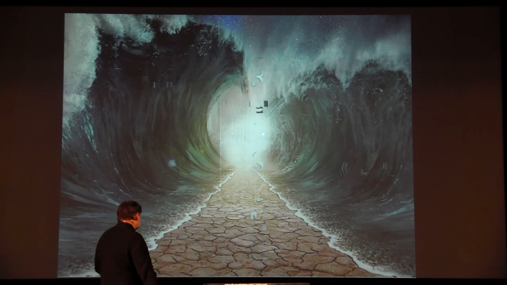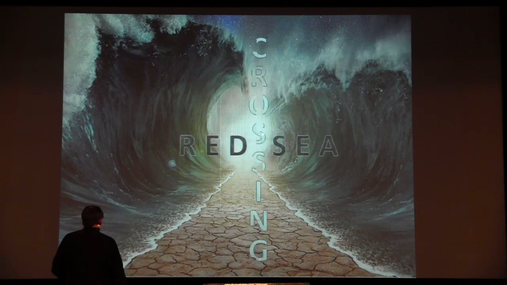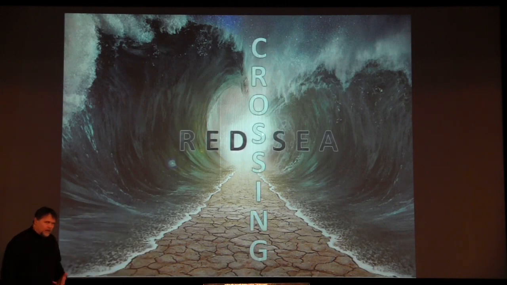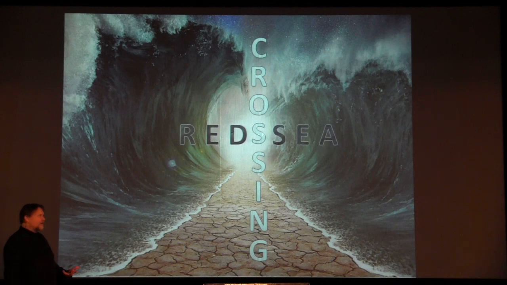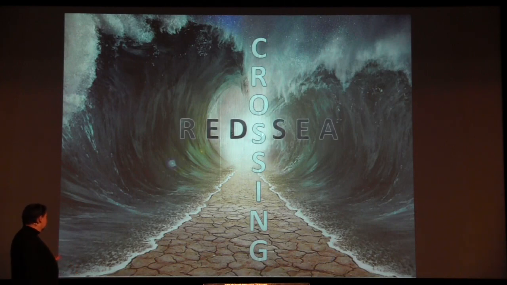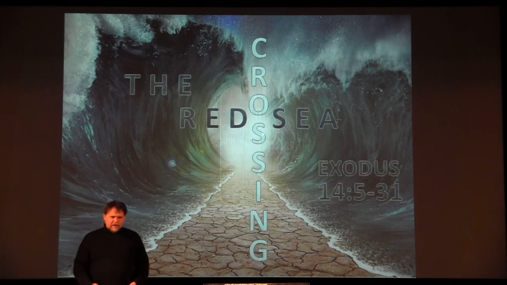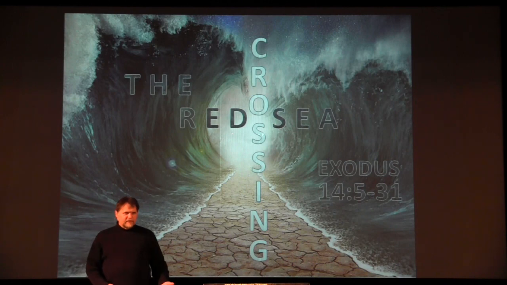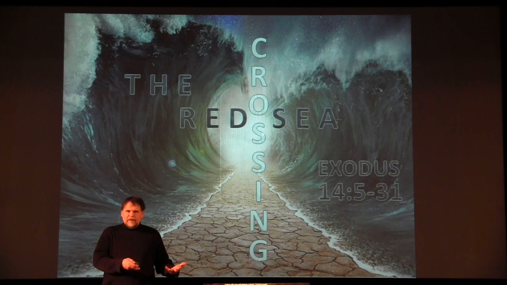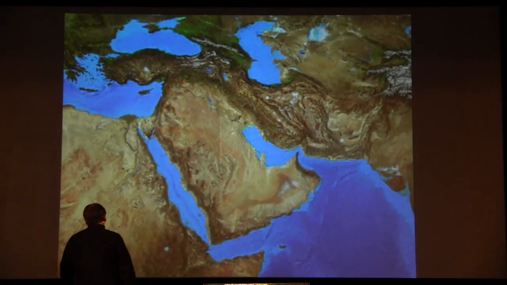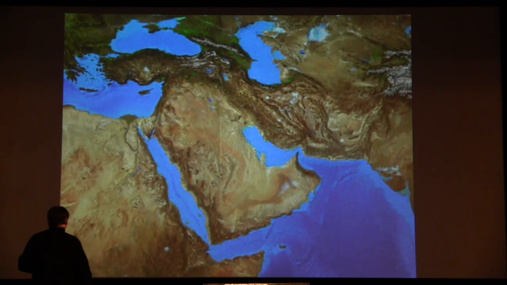So here's the other title, The Red Sea, and then making it in the cruciform way, it's the Red Sea crossing. Because we're taking the Red Sea, the Exodus, culminating in the Red Sea, and seeing how that is used in the New Testament. So let's go. Let's do the little bit of geography first.